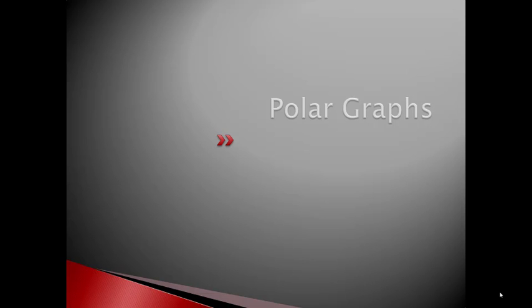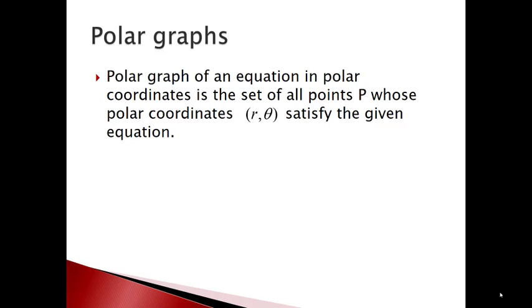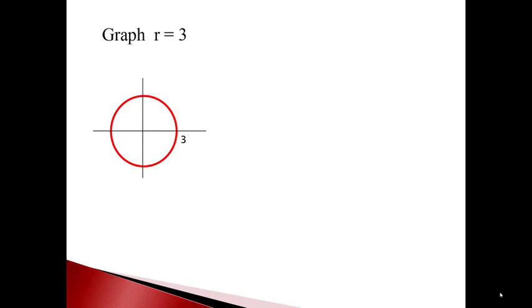Polar graphs. The graph of an equation in polar coordinates is the set of all points P whose polar coordinates (r, theta) satisfy the given equation. For example, graph the equation r equals 3. The graph is the set of all points (r, theta) such that the first component is 3 for any angle theta. This is a circle with radius 3, centered at the origin.